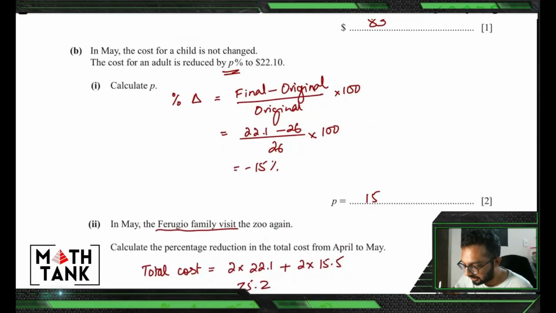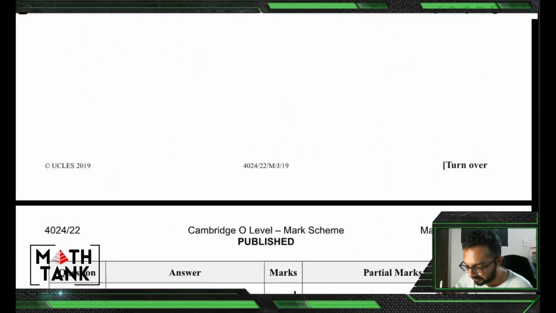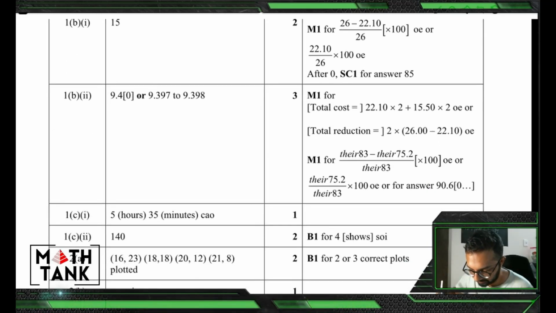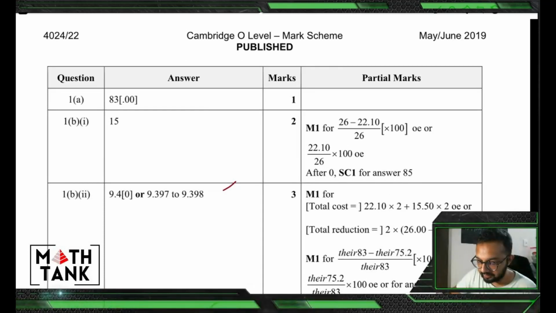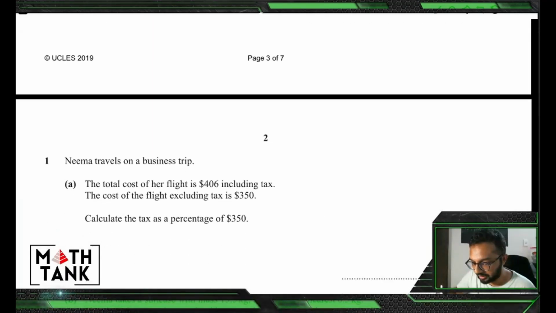Okay, starting 83.0, 15, 9.40, 5 hours, 35 minutes, and all of these are correct. Okay, moving on.